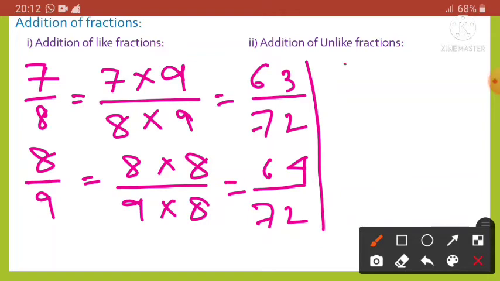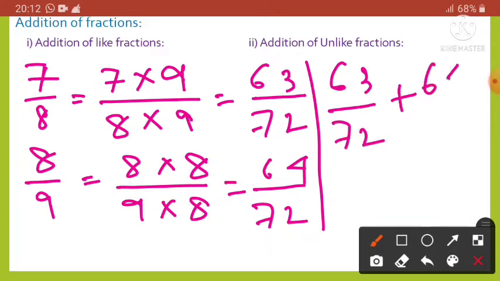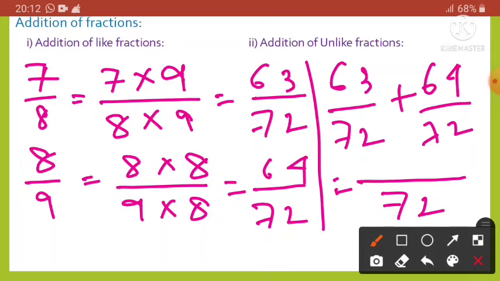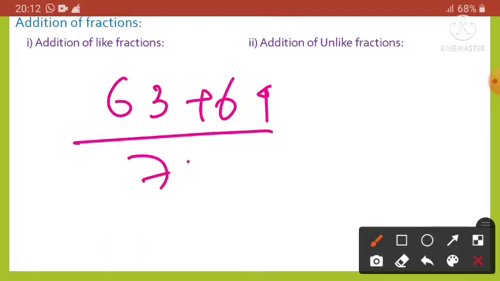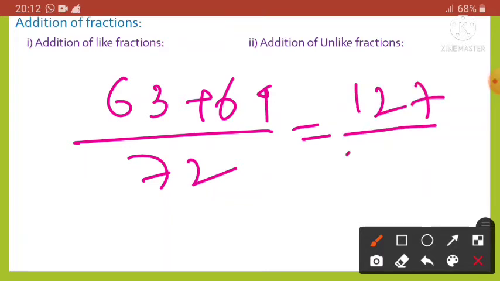Now we have to add 63 by 72 with 64 by 72. Here, as we can see, the denominators are the same, so write the denominator below and then add the numerators, 63 plus 64. So we are getting 63 plus 64 by 72, so that we are getting 127 by 72.